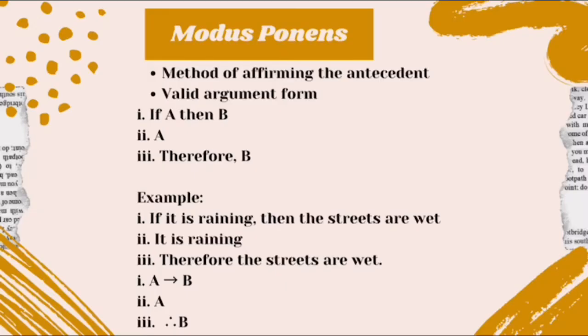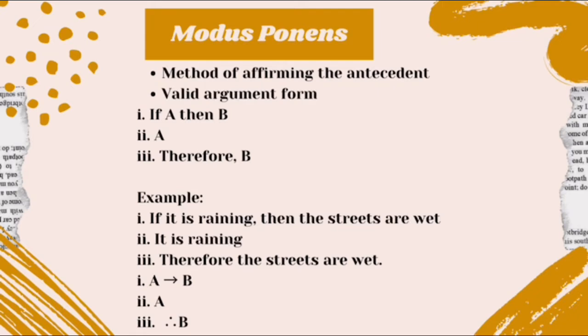Let's now go to the first type of argument form, which is the valid argument form called modus ponens. It is the method of affirming because you affirm the antecedent. It is in the structure of 1, if A then B, 2, A, 3, therefore B. So for example, if it is raining, then the streets are wet. It is raining, therefore the streets are wet.